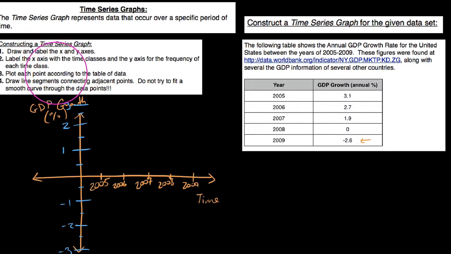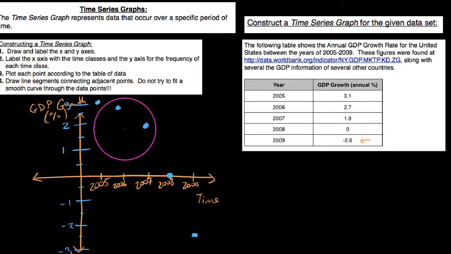What we're going to do is plot each point. We're going to create a point for each growth rate in the given year, and then we're going to connect the dots. So 2005 goes up to 3.1 as our growth rate, so we have a dot up here. Then 2006 was 2.7. Then 2007, 1.9. Then exactly 0 in 2008, and in 2009 we're at -2.6.